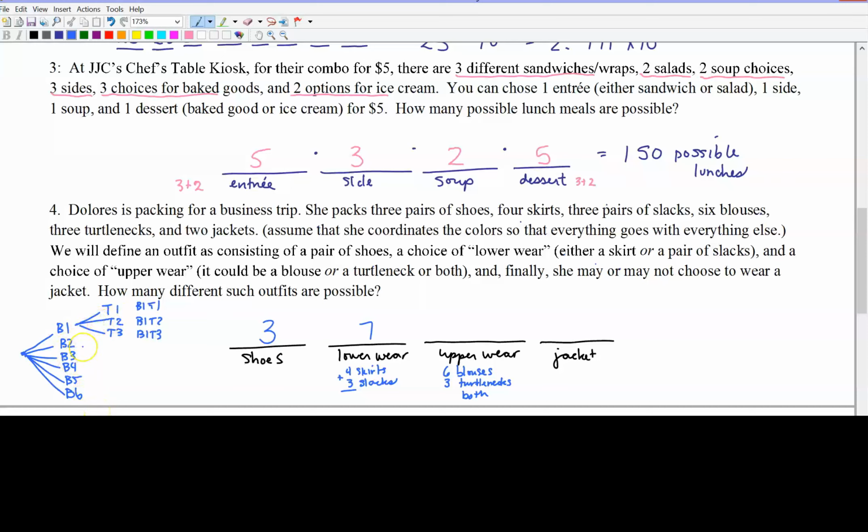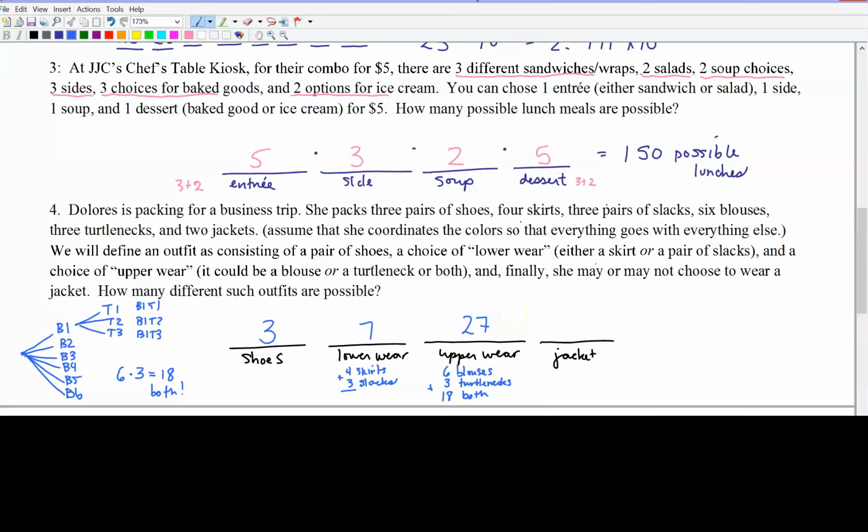Well, this is going to be another application of the fundamental counting principle. So there's a little bitty one inside this bigger problem. For this one, she's got 6 blouse options and 3 turtleneck options. So total, she's going to have 18 options where she wears both of them together. So for the upperwear, she's got 6 blouse options, 3 turtleneck options, or 18 options where she has both of them. So total upperwear choices is going to be 27.